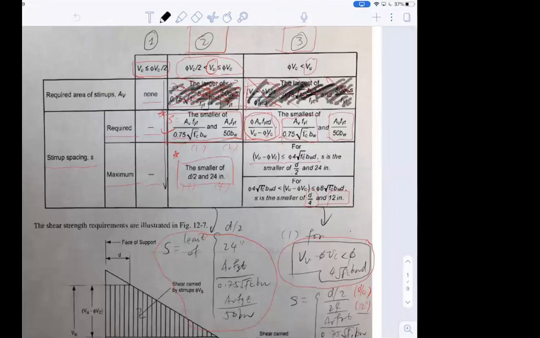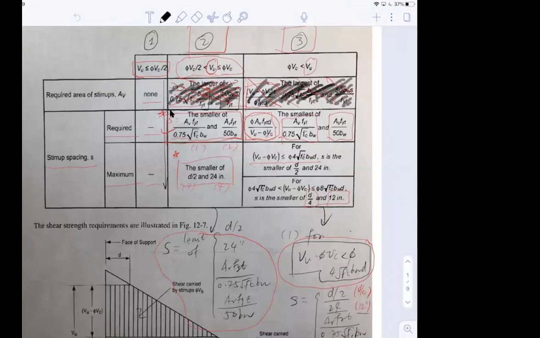Okay, so now if you see from the lecture notes, for Vu smaller than half of Vc, you don't need any stirrups at all. Means there's no minimum reinforcement needed. The minimum reinforcement needed, which I crossed out here, actually comes from the spacing. So in our design, we were given the bar, so you don't really have to worry about the minimum shear reinforcement. You can just use the bar to determine Av and actually just determine the spacing.